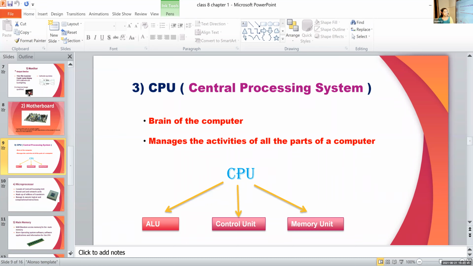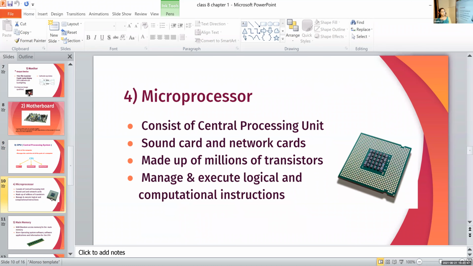What does it do? It manages all the activities of a computer. The computer is logically divided into three parts: one is ALU, the control unit is the second one, and then the memory unit. In your text, this you must learn. ALU means arithmetic logical unit. The control unit controls all the parts. The memory unit is used for storage also, right? Right. We can store data. Yes. Now, we are going to learn about microprocessor.